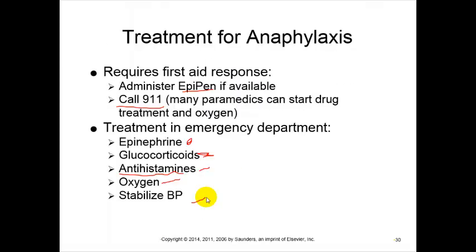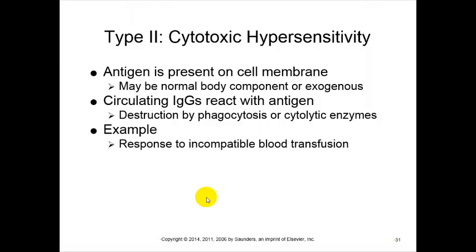So that all went with type 1. It's that allergic reaction. It can be severe, it can be slight. That's type 1. Type 2, cytotoxic hypersensitivity. Cytotoxic, dealing with the cells and toxin, right? Cytotoxin. So this is where the antigen is present on the cell membrane.